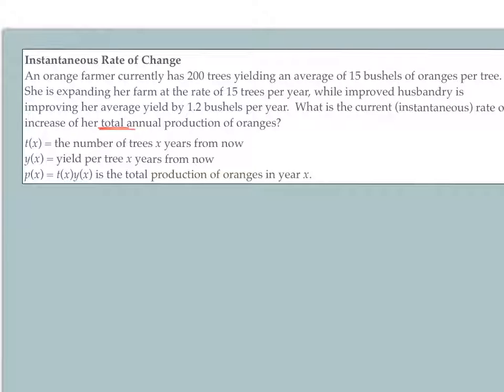Now here what we probably have to do is come up with some equations for T of x and y of x. So T of x is the number of trees x years from now. So right now we're at 200, and we're adding 15 trees per year. So my T of x formula is 200 plus 15x. Does that make sense to everybody that I came up with this? She currently has 200. She's going to add 15 every year. So if it's 1 year, she'd add just 15. If it's 2 years, she'd add 30. If it's 3 years, she'd add 45, and so forth. Okay, so this is the equation for that.